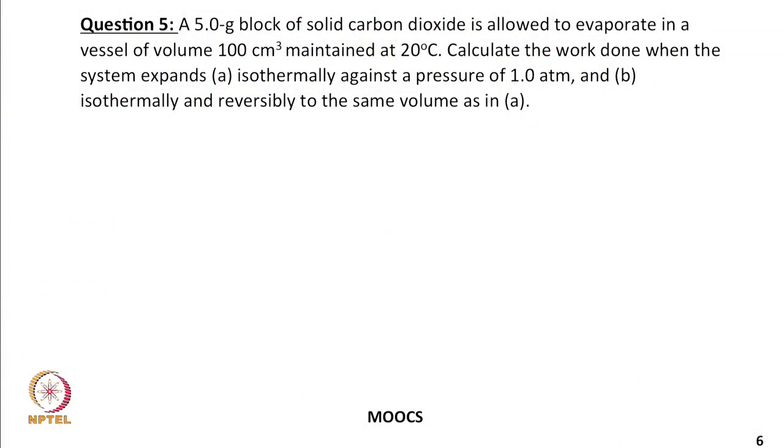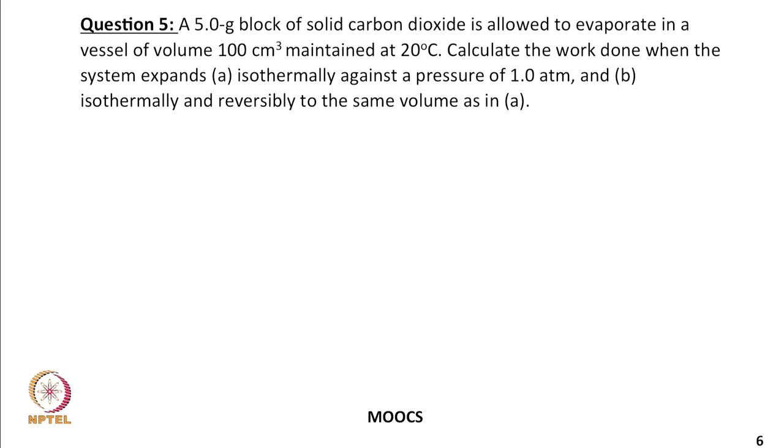Now, let us take a look at another type of question. Here, the question is that a 5 gram block of solid carbon dioxide is allowed to evaporate in a vessel of volume 100 centimeter cube maintained at 20 degrees centigrade. Calculate the work done when the system expands, part A, isothermally against a pressure of 1 atmosphere, and part B, isothermally and reversibly to the same volume as in A.